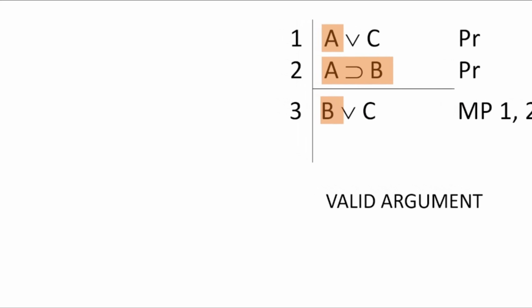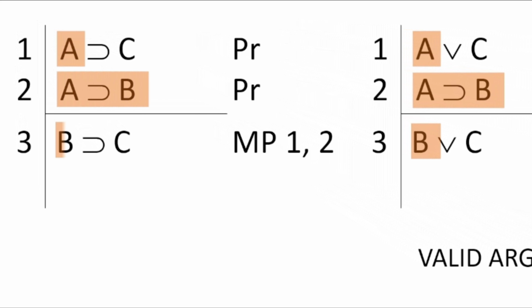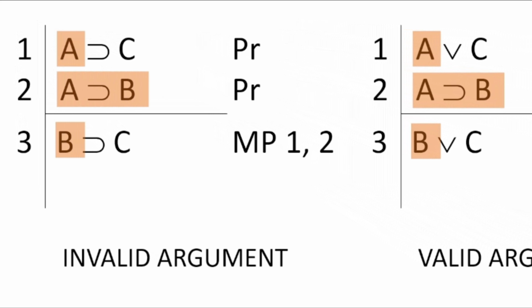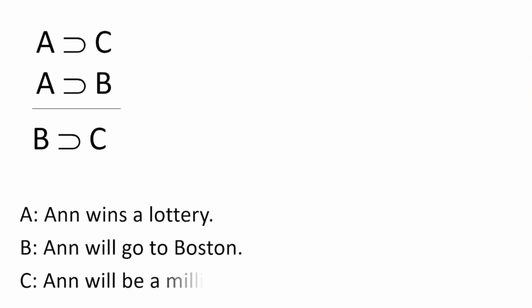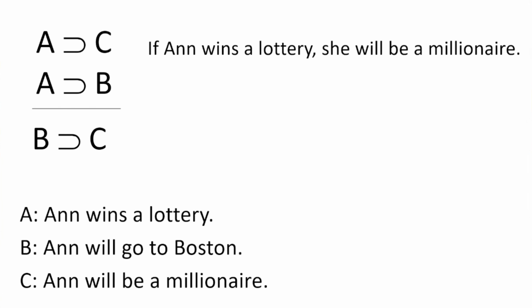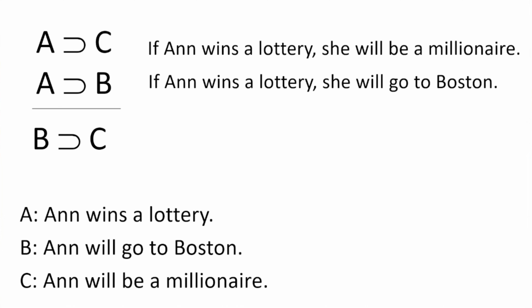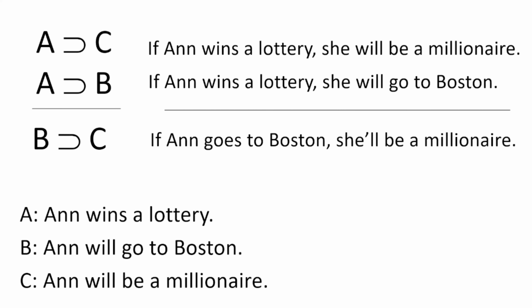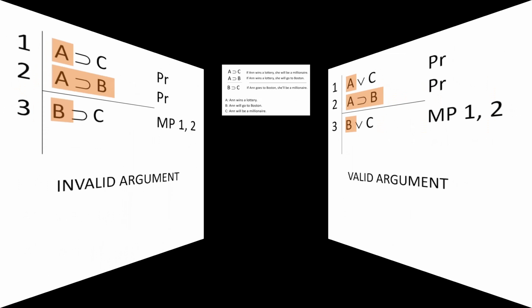Here's an example where we apply Modus Ponens to components keeping the context intact, but this time we actually end up with an invalid argument. Here's an illustration. If Anne wins a lottery, she'll be a millionaire. If Anne wins a lottery, she'll go to Boston. Still, it doesn't follow that if Anne goes to Boston, she'll be a millionaire. After all, she can go to Boston for a number of different reasons. This will not make her be a millionaire.